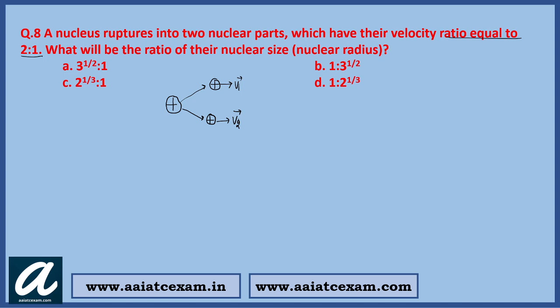Now students, can I say that v1 is equal to 2 times v2, or you can say v1 by v2 should be equal to 2:1. It is given here. From here you can also say that v2 by v1 should be equal to 1/2. Give it equation number 1. Now the question is: what will be the ratio of their nuclear size?